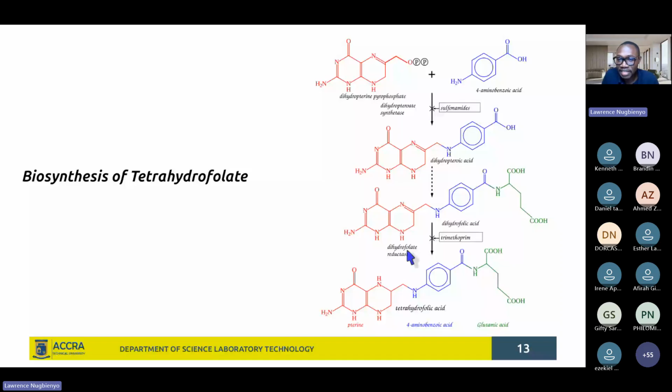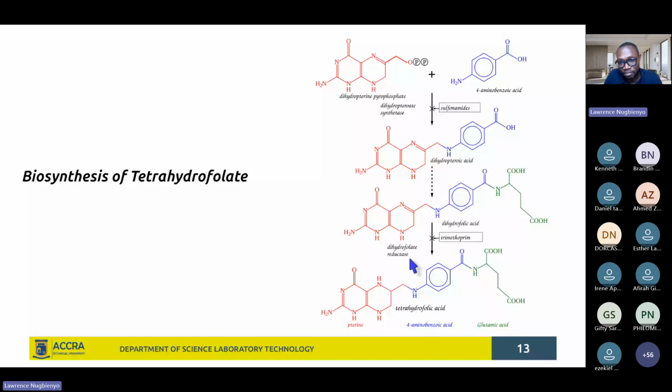Now pay attention to that. The first reaction up there is also being catalyzed by an enzyme, dihydropteroate synthetase. That is the first enzyme. So we are talking about two enzymes in this reaction pathway. The first enzyme, in the first reaction, is dihydropteroate synthetase. And then in the last reaction, that is the third reaction, you have a second enzyme, which is dihydrofolate reductase. All right.